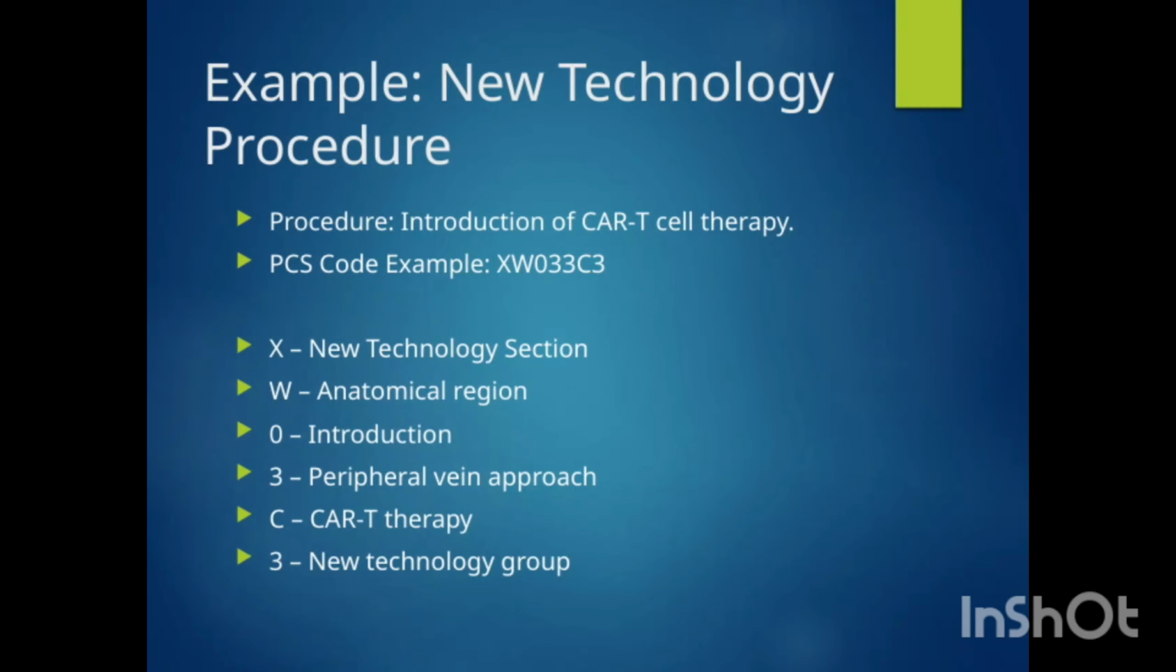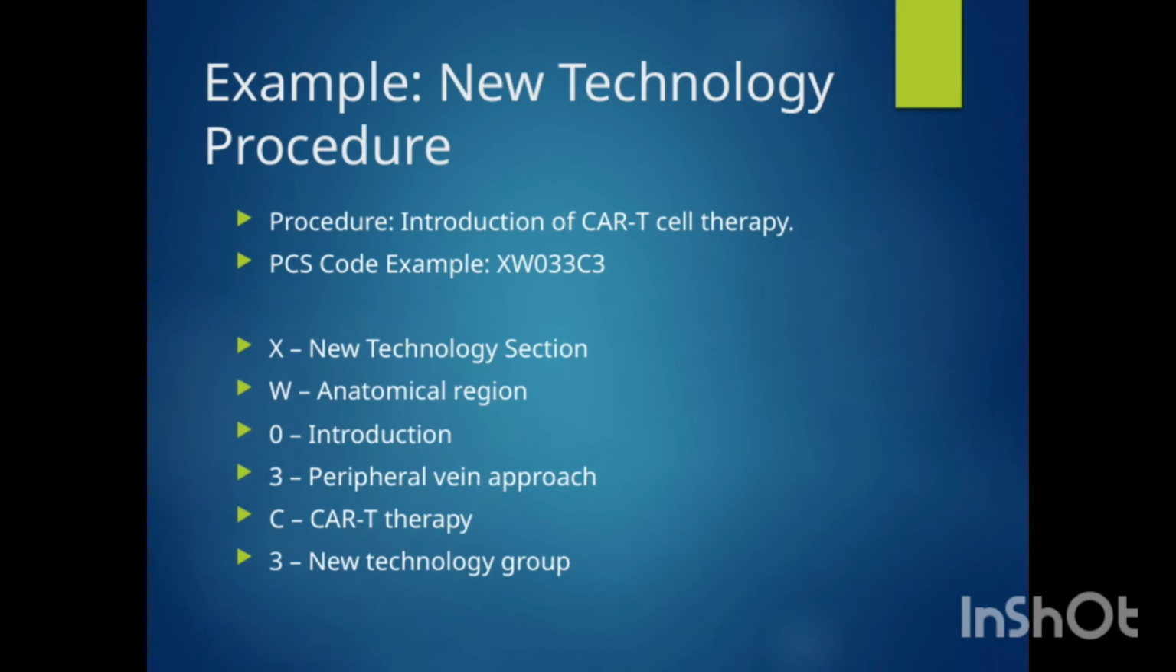Now, let's take a look at the procedure for introducing CAR T-cell therapy. This slide provides an example using the PCS code XW033C3. You'll notice that the code is broken down into different components, each representing specific details about the procedure. First, the X indicates that we are in the new technology section, highlighting that CAR-T therapy is a relatively recent advancement. Next, the W points to the anatomical region involved, which in this case is peripheral veins.